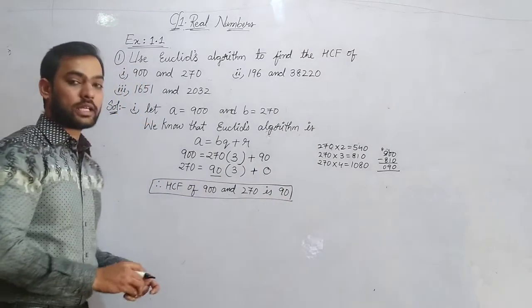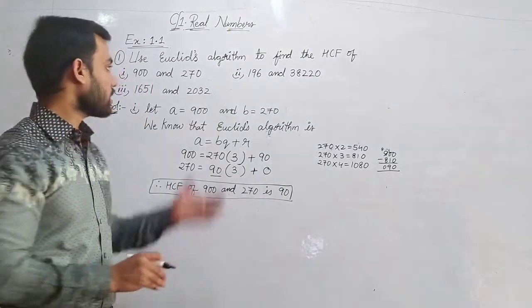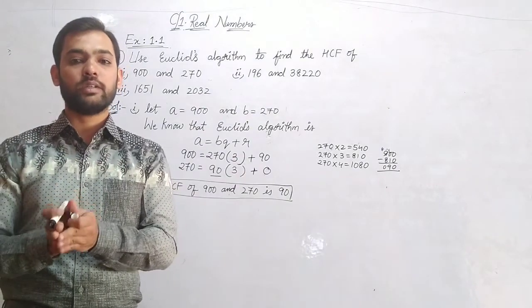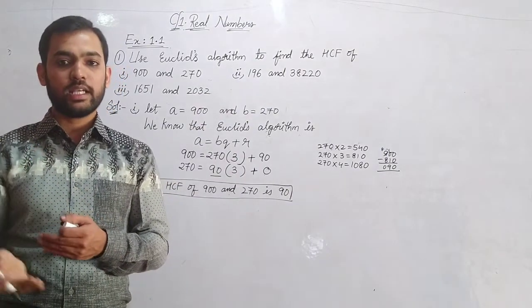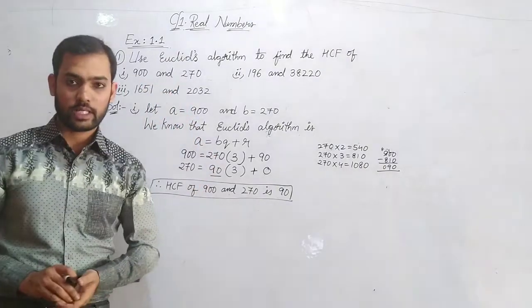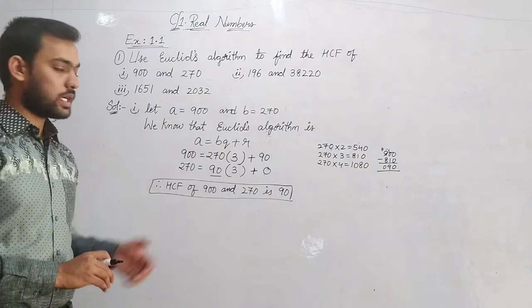So it says that 90 is the highest common factor of both 900 and 270, which means it is the biggest number in which they both come. After 90, if you check any number, there is no common factor for 900 and 270. Understood everyone? Note down.